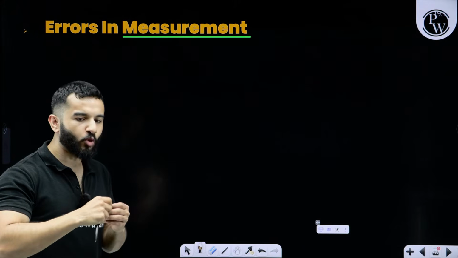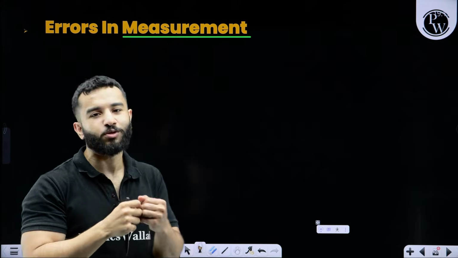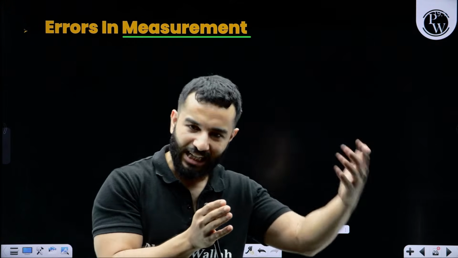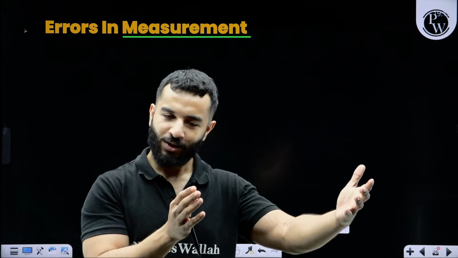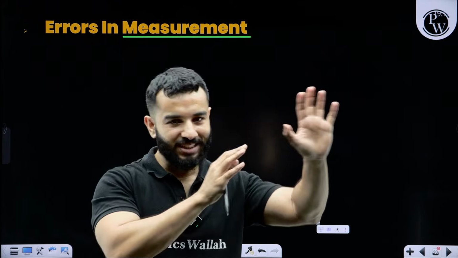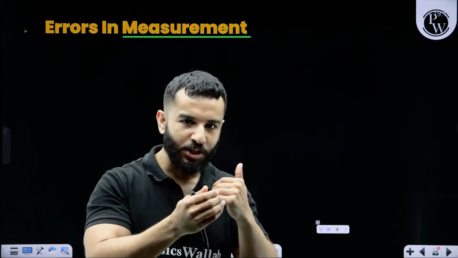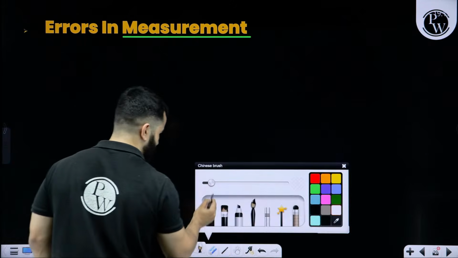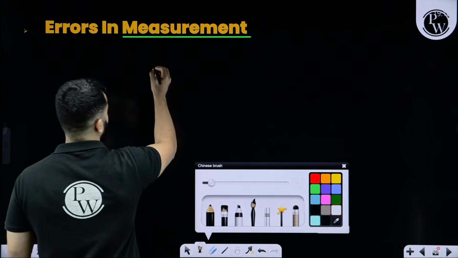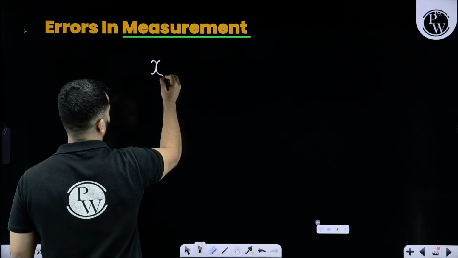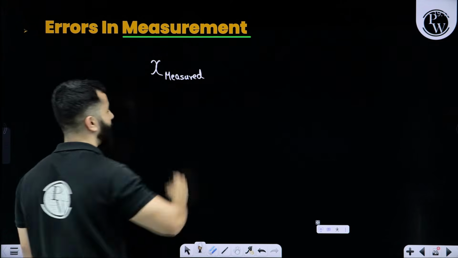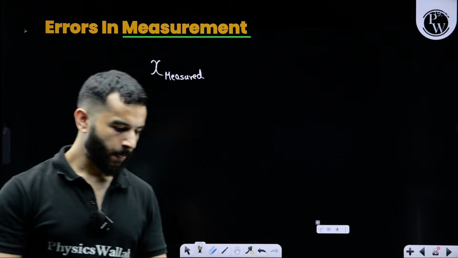Now when you are going to measure it, we are going to measure it using some instrument. That's what we are going to talk about in the last part of this chapter. Got it? So how to measure is the last topic. But after measuring it, when you are going to give the answer, that reading will be called the measured reading. Got it? It will be called a measured reading.